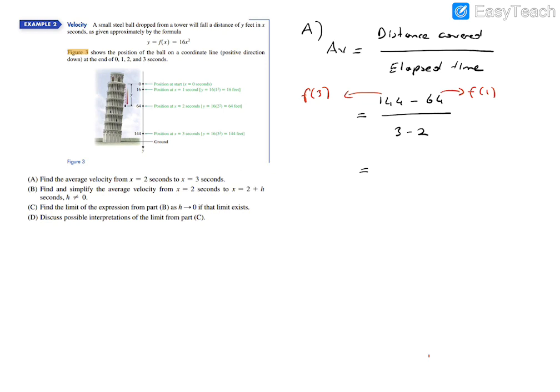So that's equal to 80. Yes, 80 over 1. So this is 80 feet per second. So this is the average velocity, okay? We see that if y equals f of x is the position of the falling ball, then the average velocity is simply the average rate of change of f of x with respect to time x. Okay, let's continue from part B.